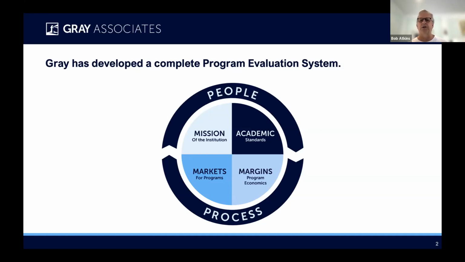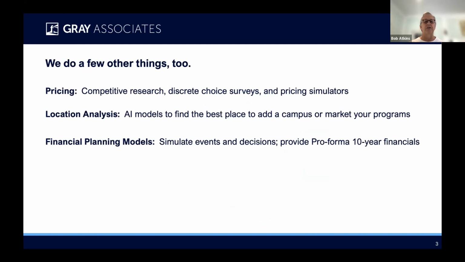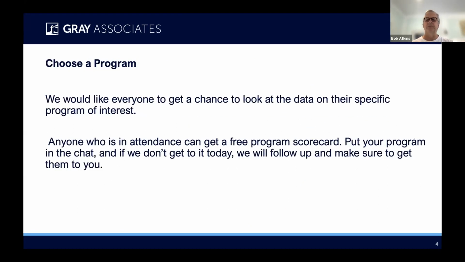And typically, we recommend a workshop that runs 2 days to run through the entire portfolio of programs at an institution. We do other things as well, just so you know. We do some pricing work. We do location analysis, both for where campuses should be, as well as where marketing money is best spent. We do financial planning models, so you can simulate out a pro forma 10-year financial forecast for an institution that reflects both macro factors like job growth and much more micro factors like return on endowment, if there is one, or minimum class size thresholds that you may set, and see how those play out over time.